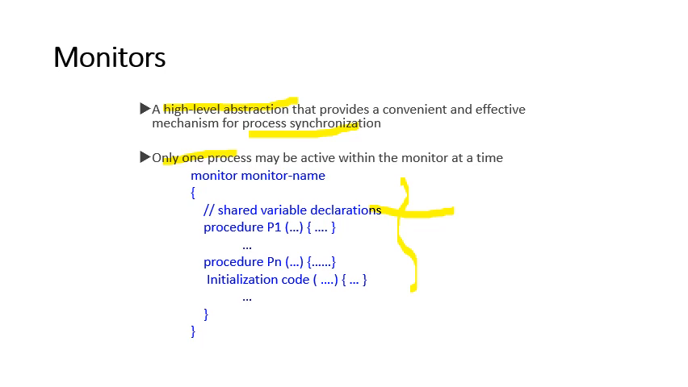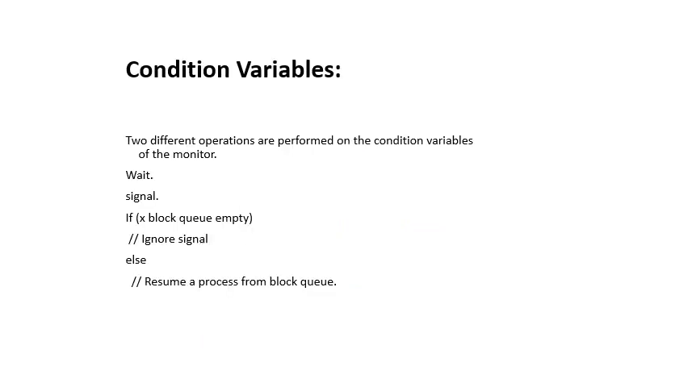Next is the signal operation. When a process performs a signal operation on any condition variable, one of the blocked processes is given the chance. Let me show the next slide. Here are the condition variables. The first one is wait. As I discussed, if any process performs a wait operation on any condition variable, that process will be suspended, and the suspended processes are placed in the block queue.